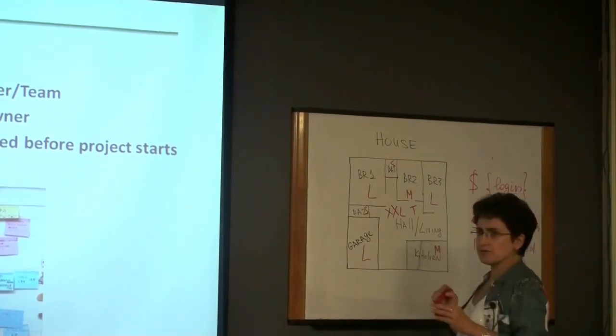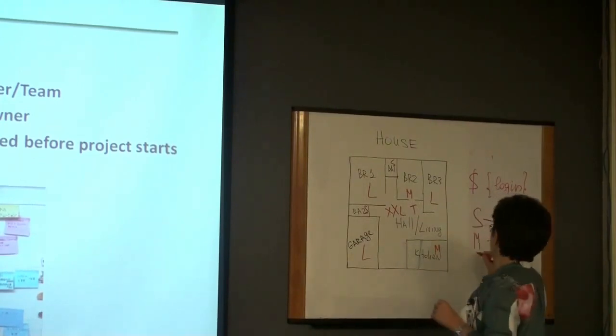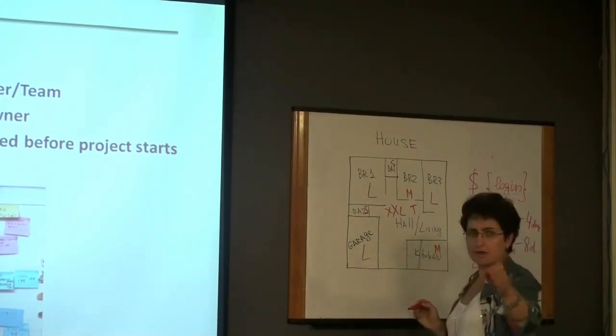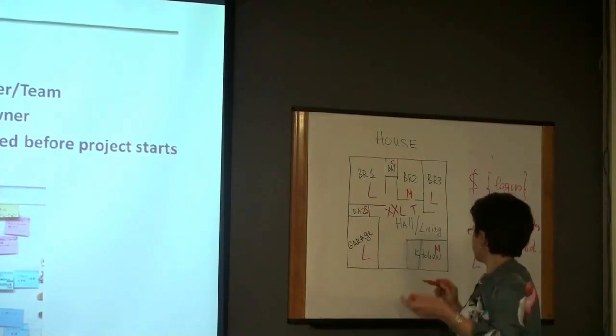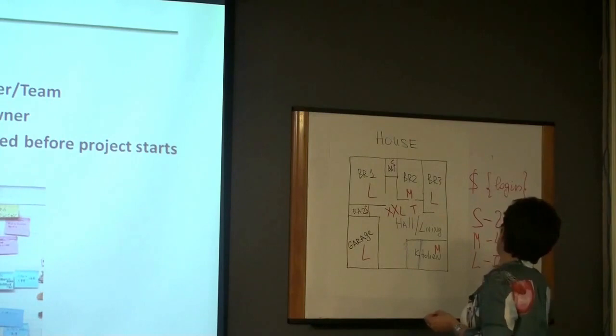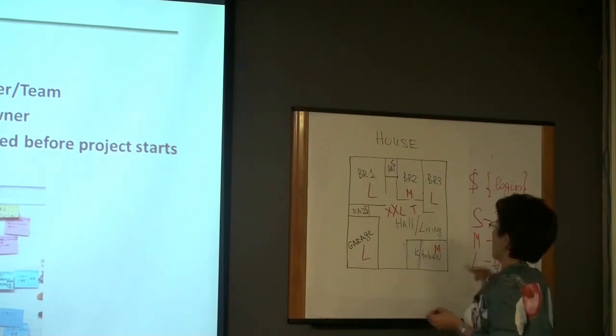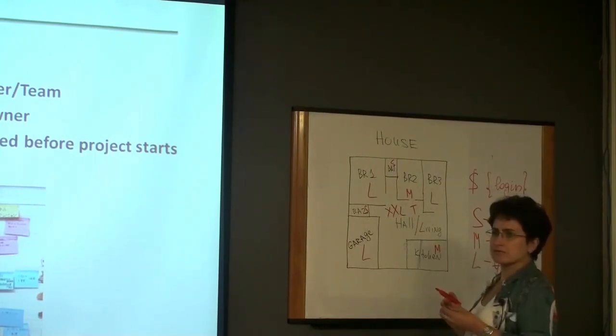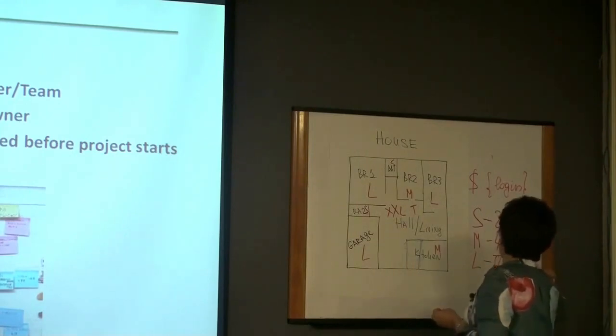For the large items, we brainstormed, we looked at the feature, and we decided collectively between development and QA that each large feature takes, let's say, 7 days. How many large features do we have? 3, which means 21 days.